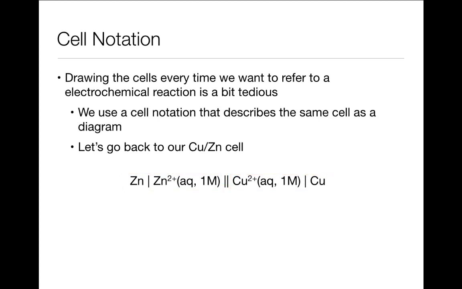The single lines that we have there are our phase boundaries. So that's the phase boundary between the solid copper or zinc and the solutions in which we have those. That double line in the middle is our salt bridge that physically separates the copper half cell from the zinc half cell.